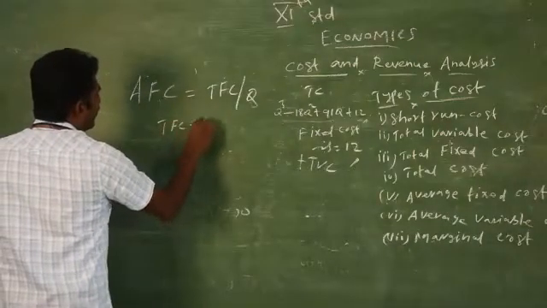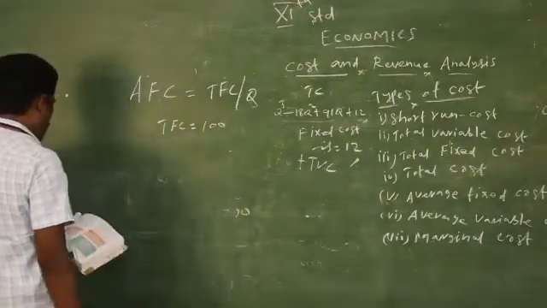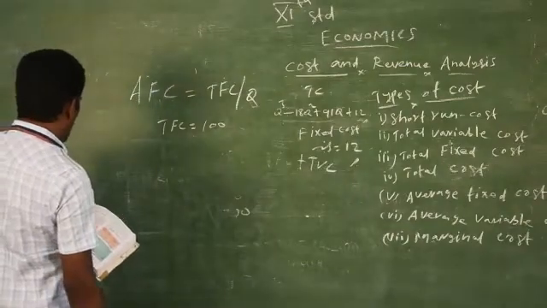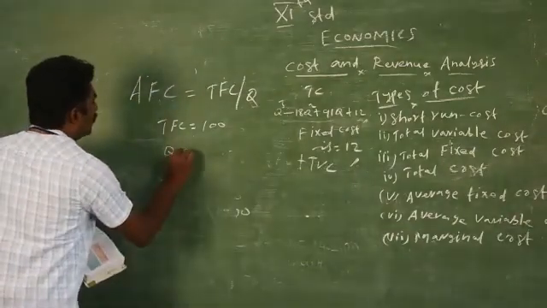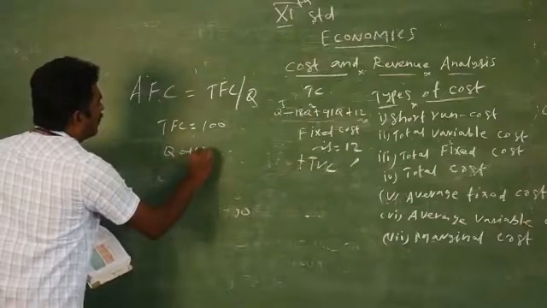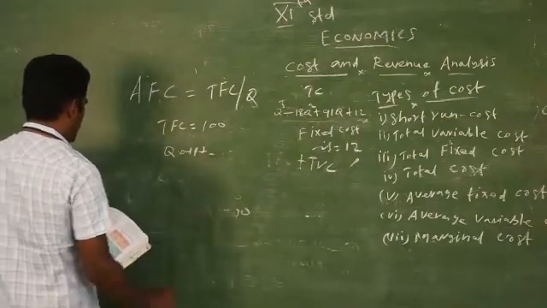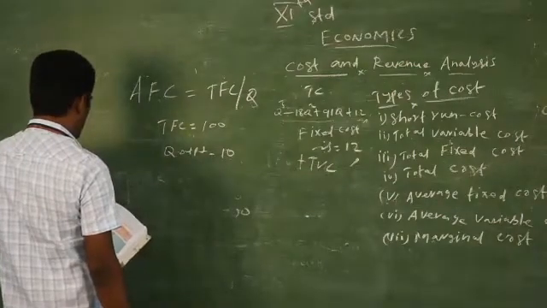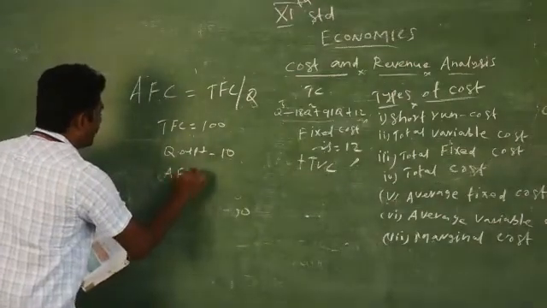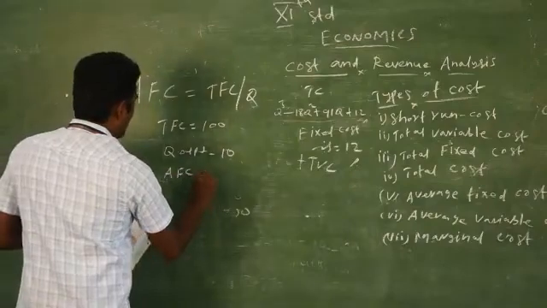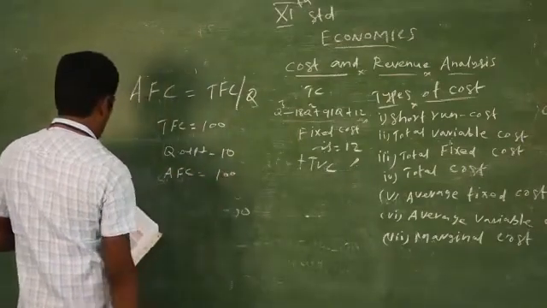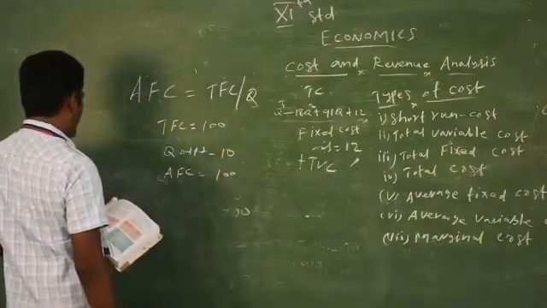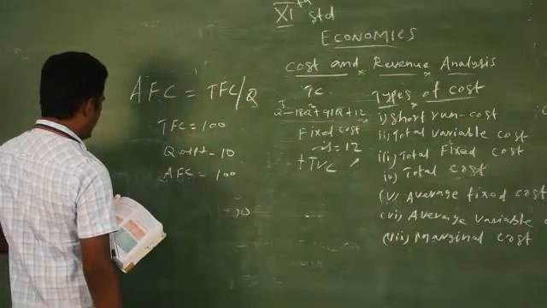TFC is 1000. Quantity of output is 10, and average fixed cost is 100. How can we obtain it by dividing by 10?